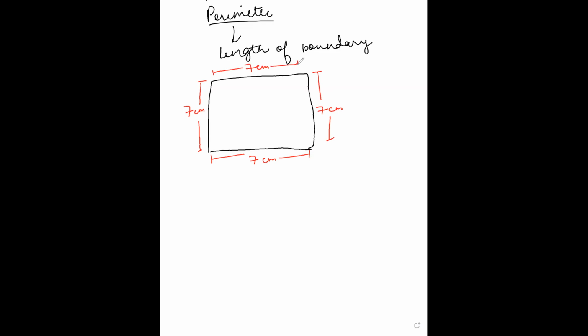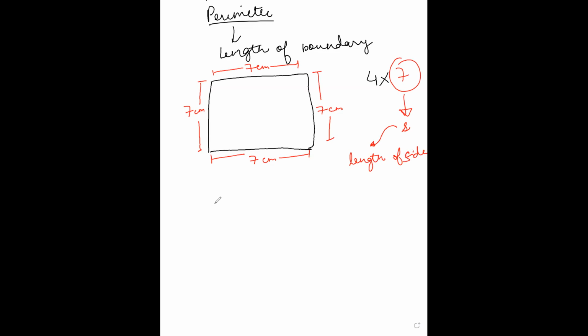So the perimeter is 7 multiplied by 4, or we can say 4 multiplied by 7. And 7 is what? This is the length of the side. So we can call it small s. S is the length of the side.